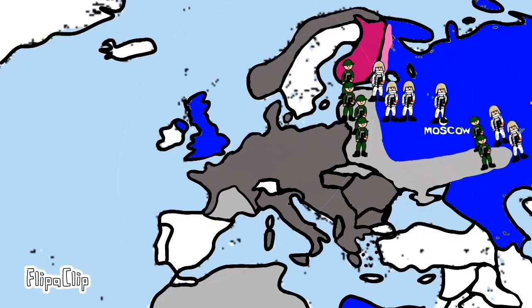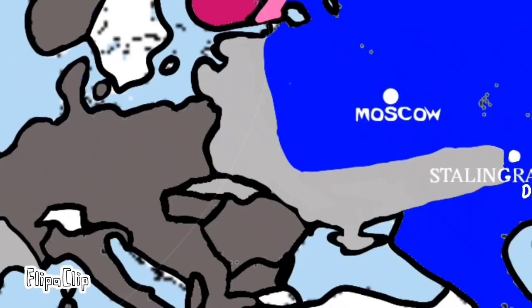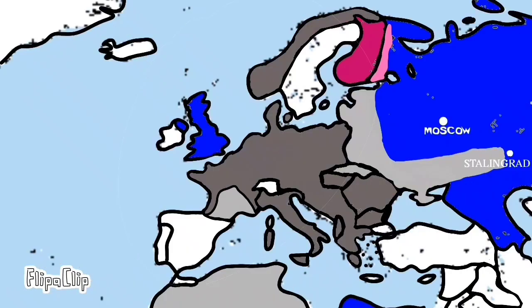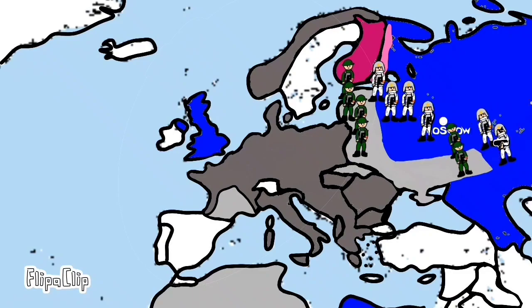The Germans pushed in. The only thing blocking them from cutting off Russia from the Caucasus was the city of Stalingrad. The Battle of Stalingrad was the bloodiest battle of the war, which ended in Soviet victory.